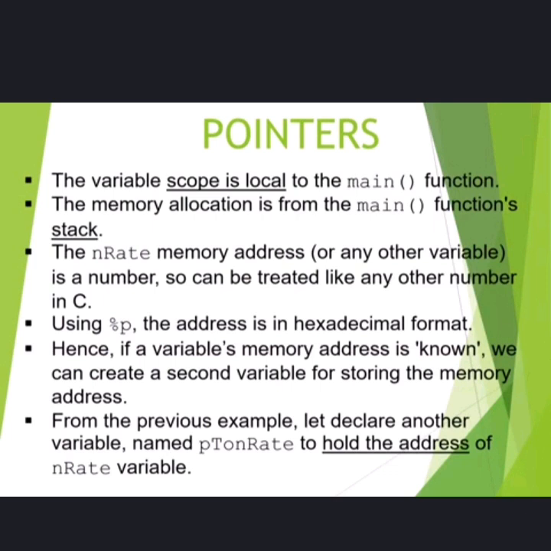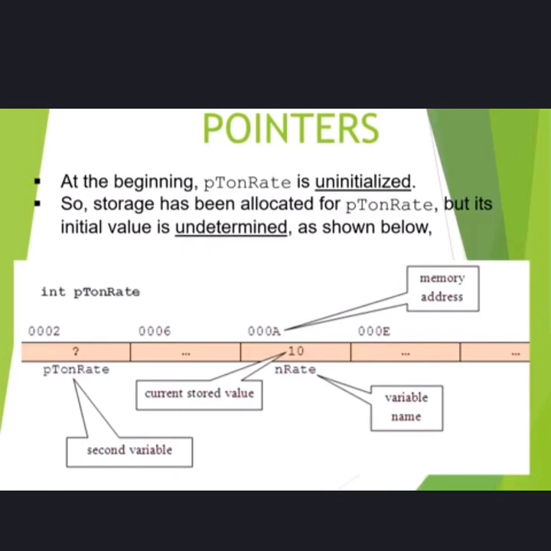Hence, if a variable's memory address is known, we can create a second variable for storing the memory address. From the previous example, let's declare another variable named ptrRate to hold the address of the rate variable. At the beginning, ptrRate is uninitialized, so storage has been allocated for ptrRate, but its initial value is undetermined as shown below.